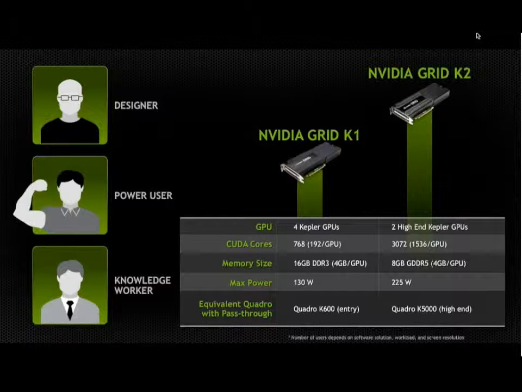Again, if you compare this to a standard CPU, this is a very, very different creature. Massive amounts of cores designed to do a tremendous amount of parallel processing. And then, as I said before, 4 gigs of frame buffer per GPU, albeit the faster DDR5 memory on the K2 card. And then notice power. 225 watts per K2.